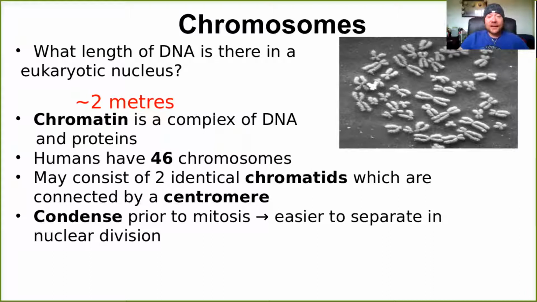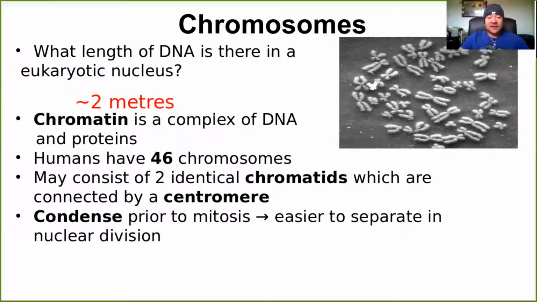So to manage this, the DNA needs to be wrapped up with proteins into a structure known as chromatin. So chromatin is a complex of DNA and proteins. The DNA is wrapped around the protein so that it can be compacted into a very small space.